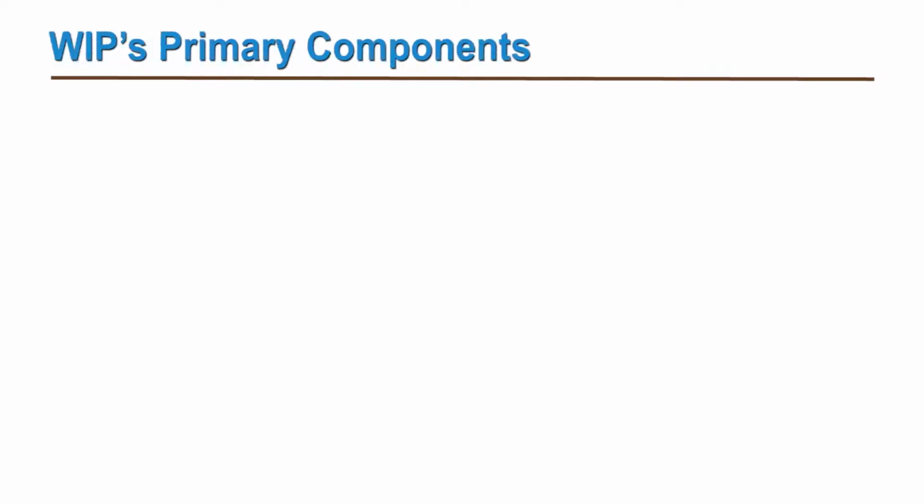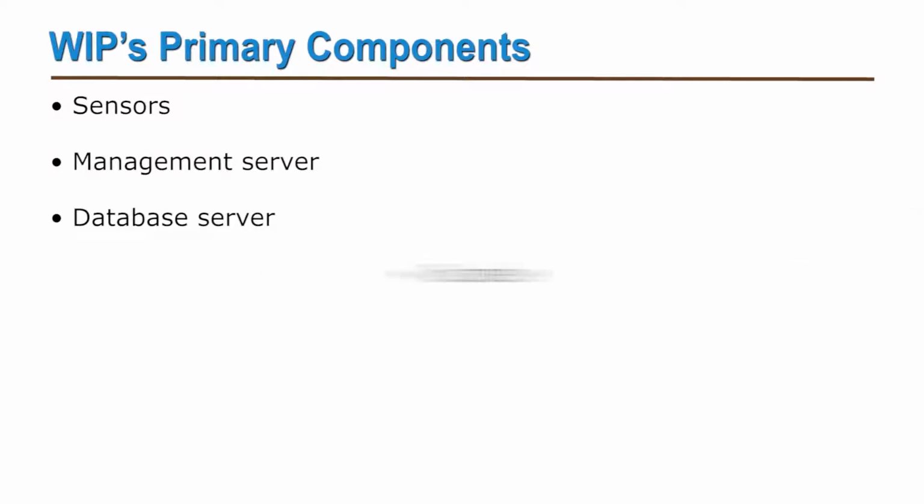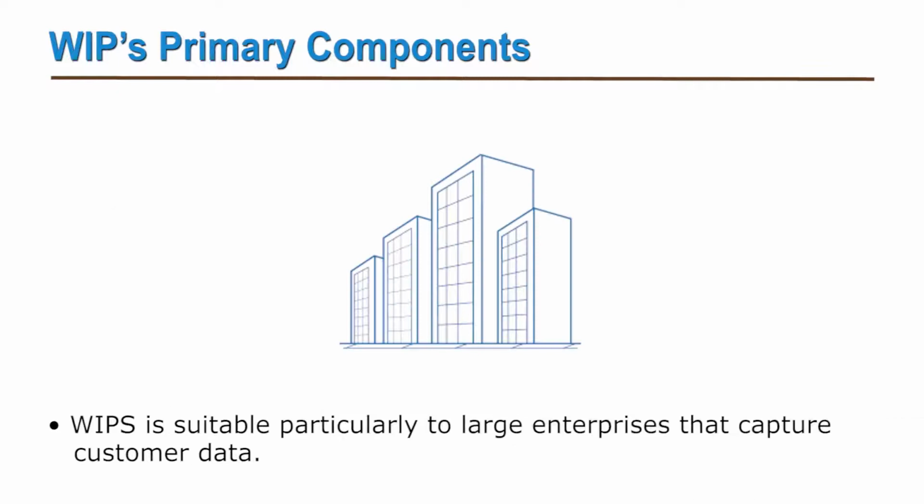This approach is costlier because it needs dedicated hardware, but it is also thought to be the most effective one. WIPS primary components are sensors, management server, database server, and a console. WIPS is more suitable for large enterprises that capture the customer data.